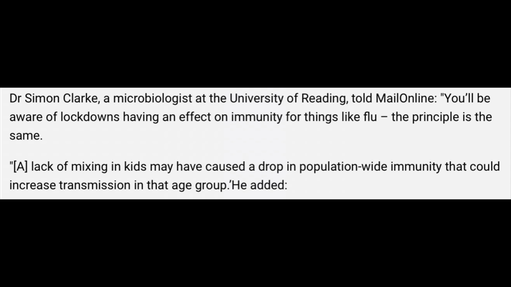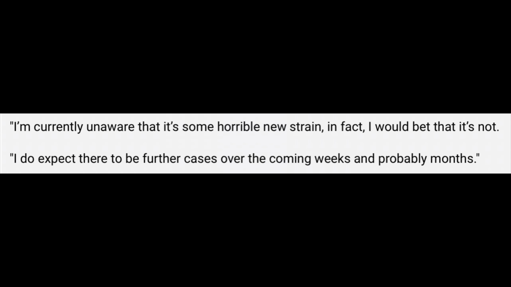A lack of mixing in kids may have caused a drop in population-wide immunity that could increase transmission in that age group. I'm currently unaware that it's some horrible new strain. In fact, I would bet that it's not. I do expect there to be further cases over the coming weeks and probably months.